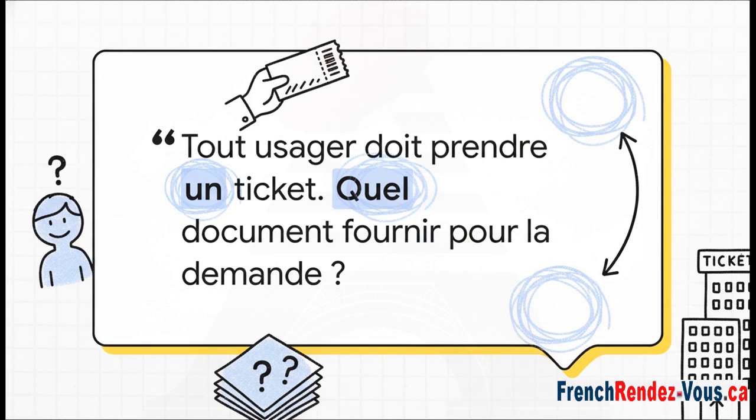Here's another fantastic real-world example. Tout usager means every user. That's a quantitative determiner, setting a rule for everyone. Then prendre un ticket, to take a ticket. Any old ticket will do.